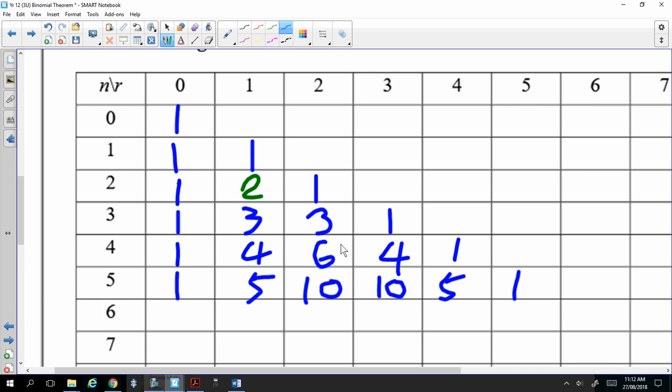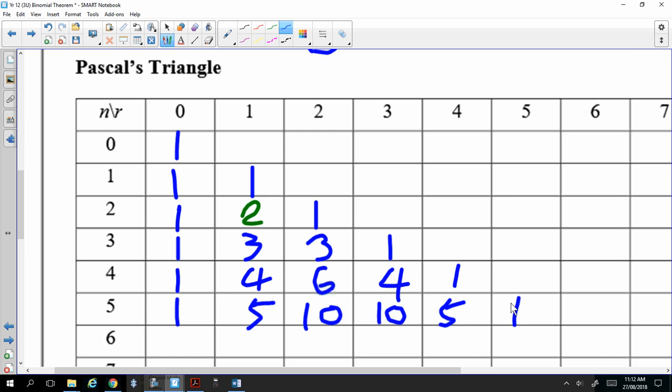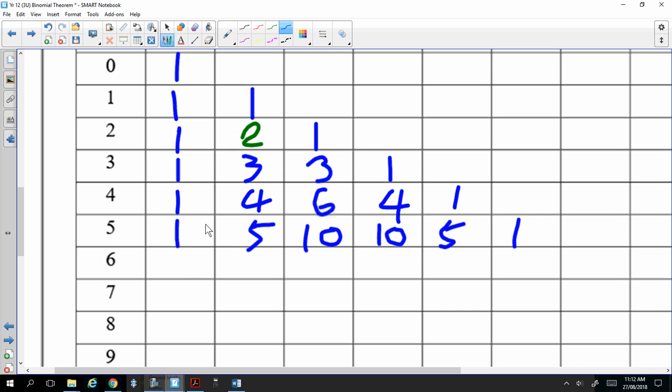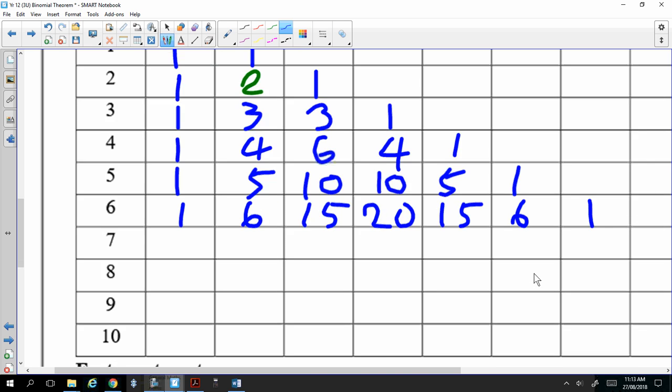There's nothing to add, so you just finish with 1. Start with 1. 1 plus 5, 6. 5 plus 10, 15. 20, 15, 6, 1. Yep. 1, 7, 21, 35, 35 again, 21. You will notice soon that they're actually symmetrical, isn't it?